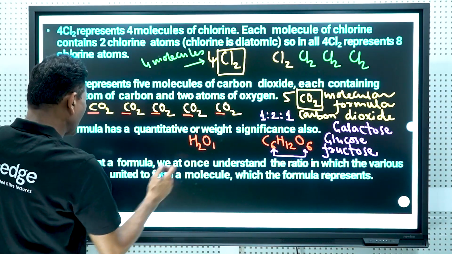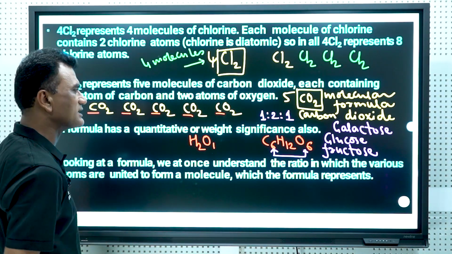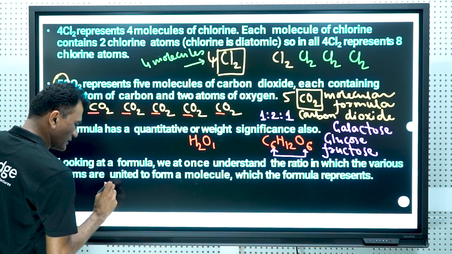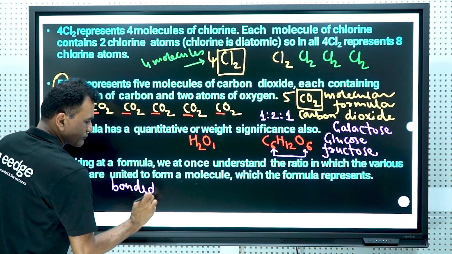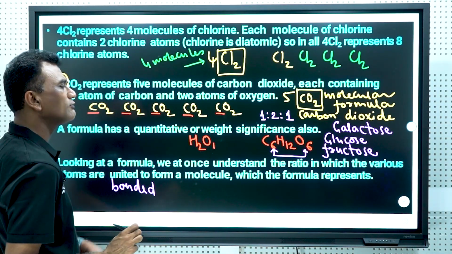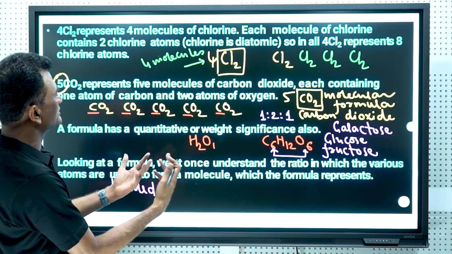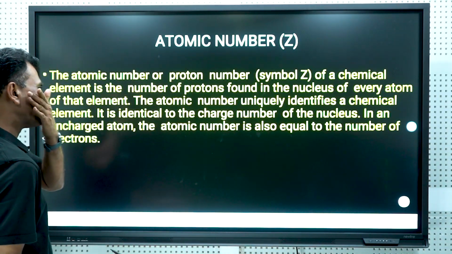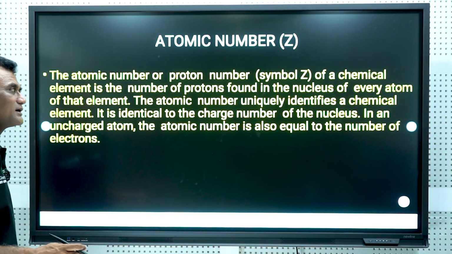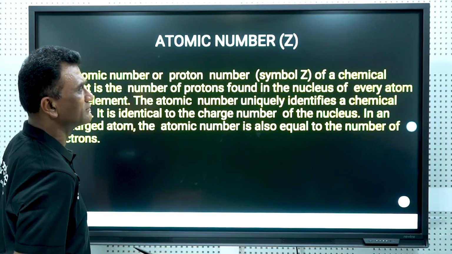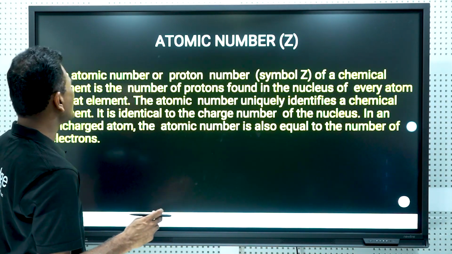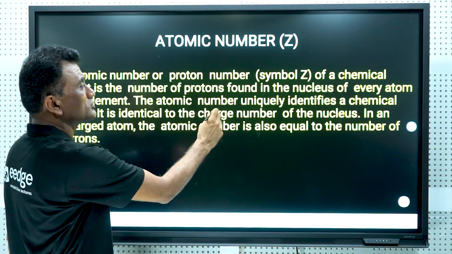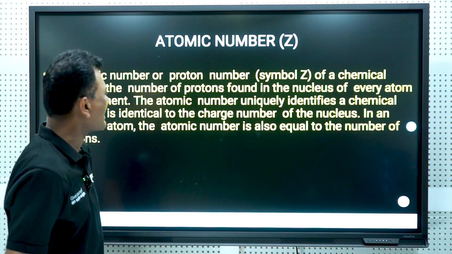So looking at a formula, we at once understand the ratio in which various atoms are united, bonded, united means bonded, to form a molecule which the formula represents, right? So this is what the formula represents. What is atomic number? The atomic number is also called proton number. Its symbol is Z for a chemical element. Atomic number is the number of protons found in the nucleus of every element.